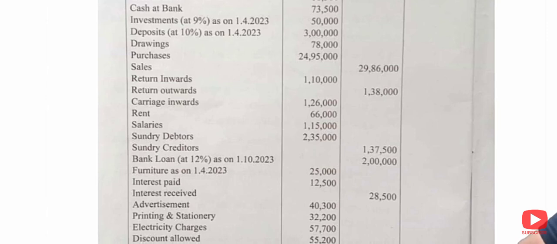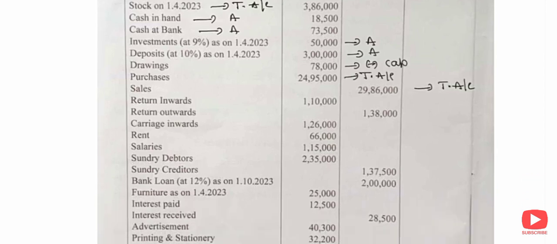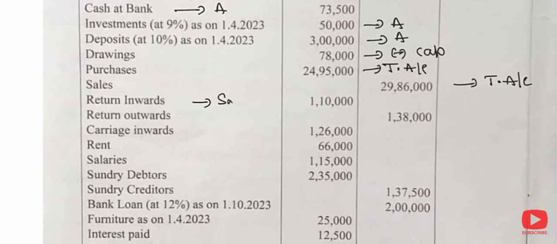Capital, you know it will go to the balance sheet. Opening stock will go to your trading account. Cash in hand, balance sheet, you can take it as an asset. Cash at bank, asset. Investment, asset. Deposit, asset. All from 1/4/2023, from the starting of the year. Drawings, minus from capital. Purchases, trading account. Sales goes to trading account. Returns inward is sales returns, subtract from sales. Returns outward is purchase return. What are you going to do?